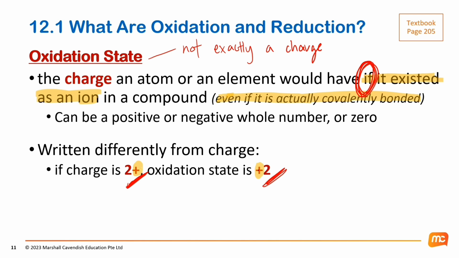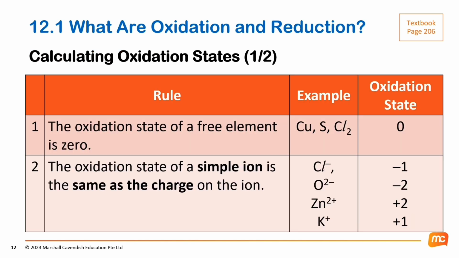right? But in terms of oxidation state, how do we even know what is the number? Now, in order to do that, there's actually a few rules that we'll need to remember, right? And with practice, it'll come a lot easier. The first rule says that actually all free elements, the oxidation state will always be 0.